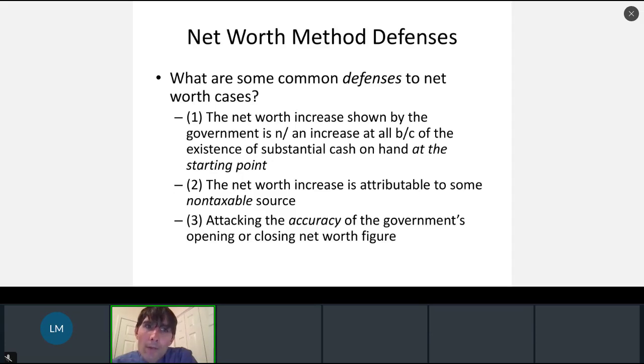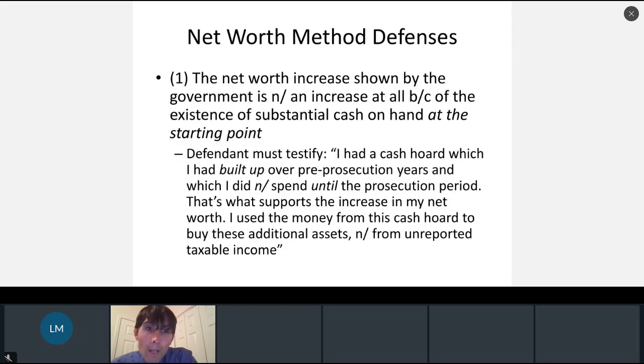What are some common defenses to net worth cases? The net worth increase shown by the government is not an increase at all because of the existence of substantial cash on hand at the starting point. Another common defense is that the net worth increase is attributable to some non-taxable source. A third is by attacking the accuracy of the government's opening or closing net worth figure.